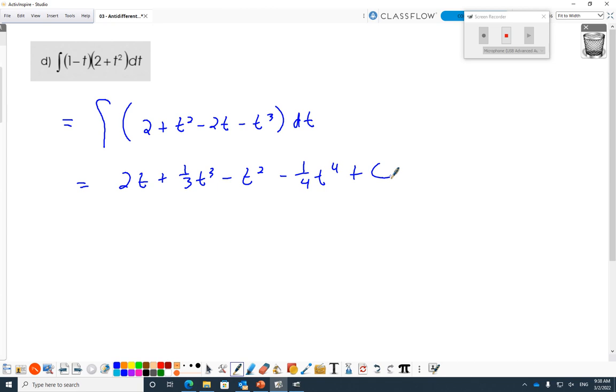Then I always check. Derivative of 2t is 2. Derivative of 1/3 t cubed is t squared. Negative 2t, negative t cubed. Yeah? But your strategy still works. Add one to the exponent and divide by the new exponent. Always works with polynomials.